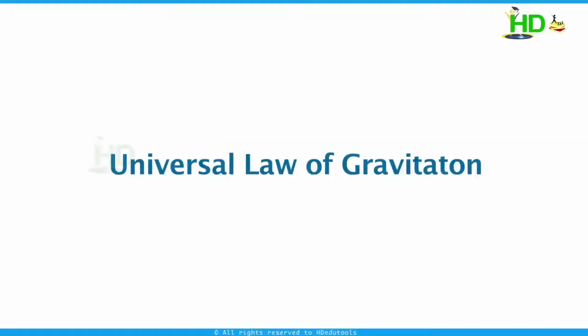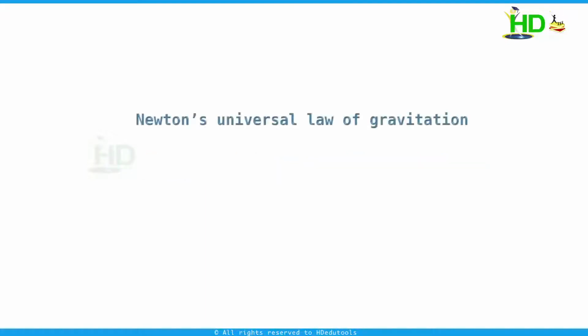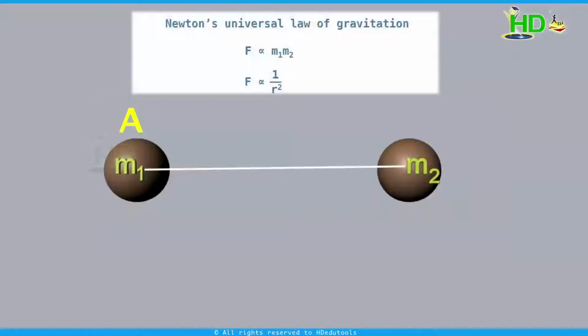Universal law of gravitation. According to this law, the force of attraction between two particles or two bodies is directly proportional to the product of their masses and inversely proportional to the square of the distance between them. Suppose we consider two bodies A and B having masses m1 and m2 respectively.